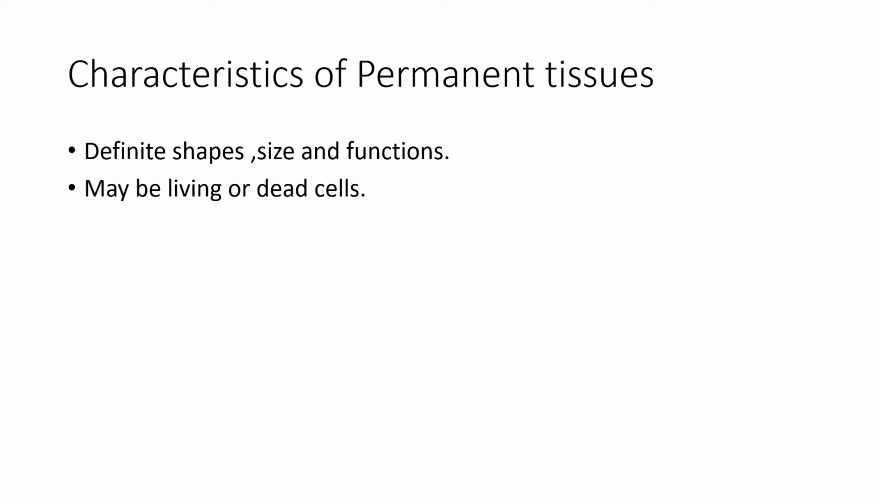Now first let's discuss the characteristics of the permanent tissues. They have a definite shape, size and function. They can be living or dead cells. They may have thin or thick cell walls.